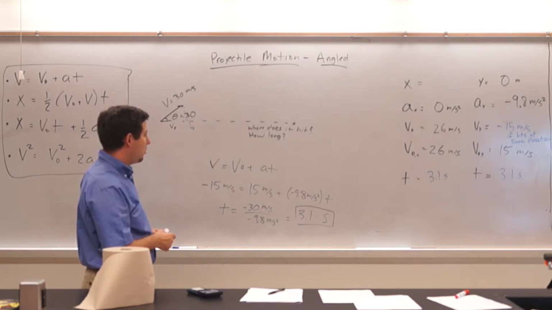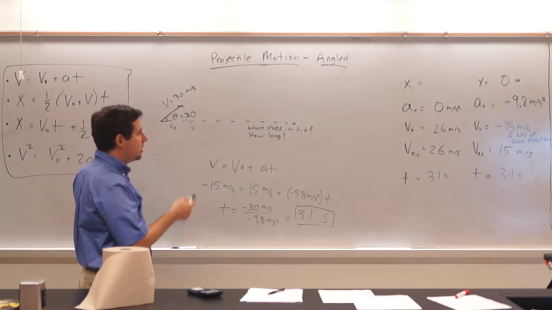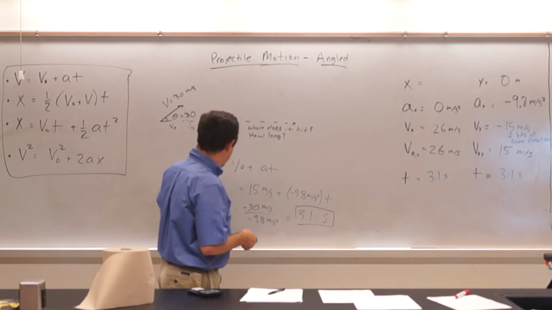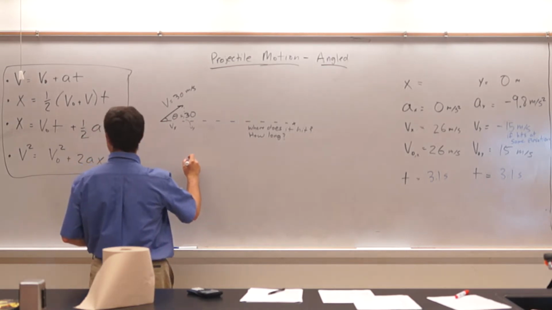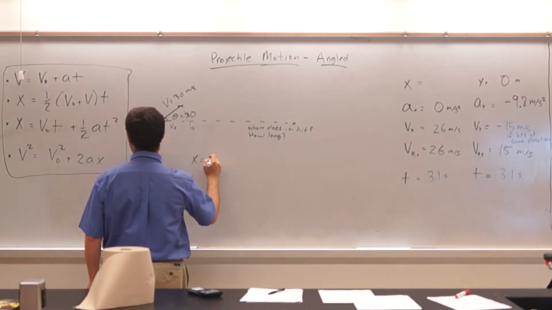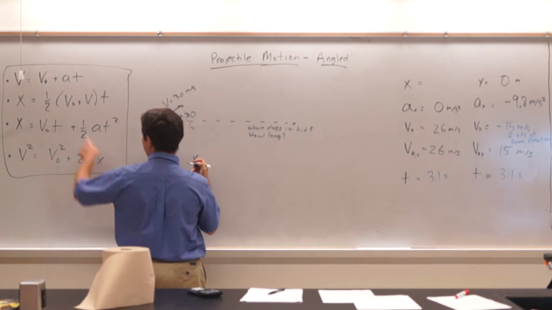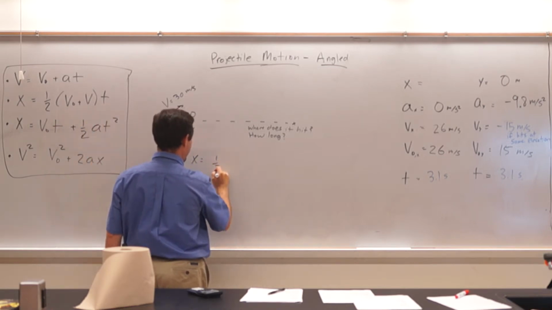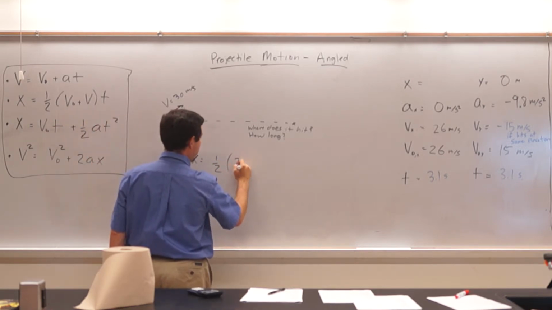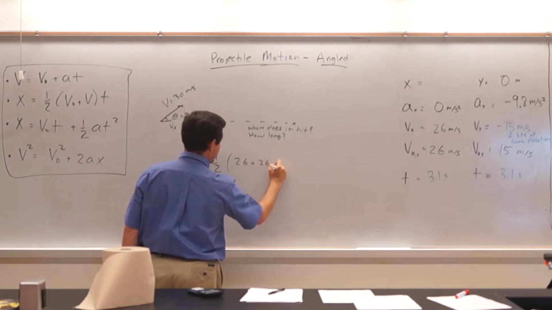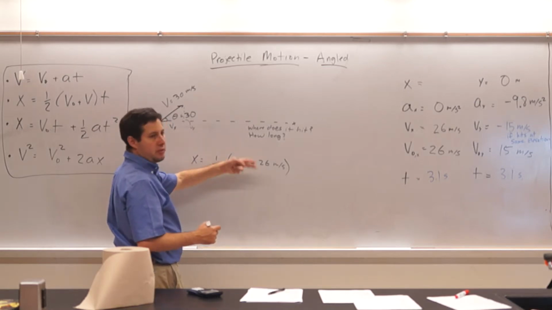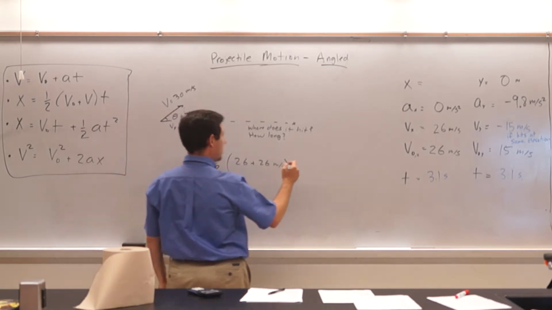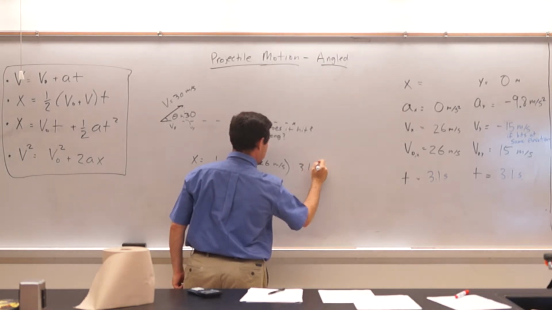So that's when it hits. You want to find the distance at which it hits. Then you just need to use another one of those kinematics equations. You can say distance is equal to basically average velocity times time. So 1/2 of 26 plus 26 meters per second. That's just the average velocity of this. The average of 26 plus 26 is 26, times 3.1 seconds.